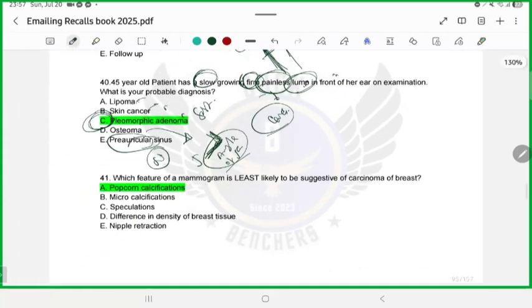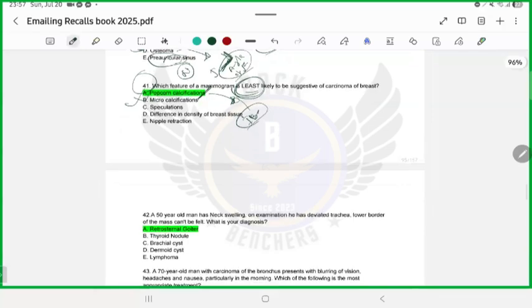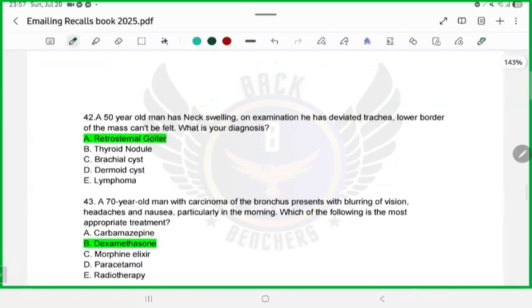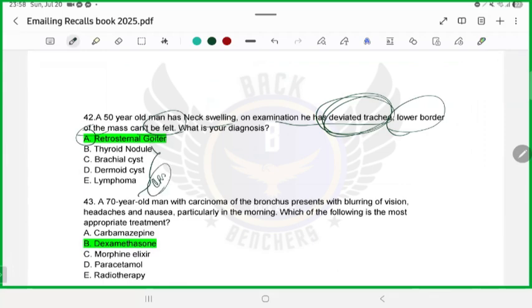Which of the features of mammogram is least likely? Only one thing, popcorn calcification. Only one thing I told you in my breast class that you have to know. Remember one thing, that is popcorn calcification, that is benign. 50-year-old man has neck swelling, examination has deviated trachea. Lower border of this mass can't be felt. Only one thing that can be, that is retrosternal goiter. We all know these things cannot happen, these things are not like this that you can't feel. The muscle, nothing to explain.